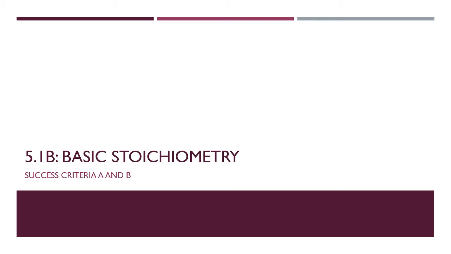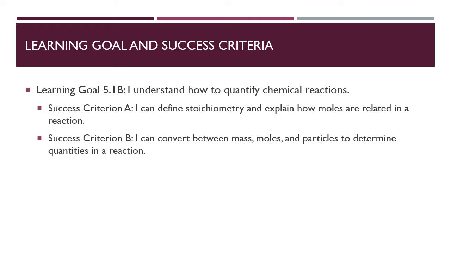Next lesson in our reactions and stoichiometry unit is the last essential standard for the unit, 5.1b, on basic stoichiometry. That word stoichiometry, I know, is not one we are familiar with, and you can see our success criteria here. That first success criterion, I can define stoichiometry, will give you a definition, and you will see exactly what that means. It's really quite simple, the idea of stoichiometry.